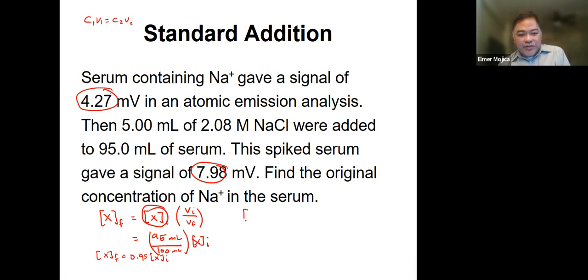Na paano naman yung standard? The same thing. So the initial concentration of the standard and then the volume of the standard over the final volume. So make sure this is the standard. So if you're going to look at it, you have the initial concentration, which is what, 2.08. And then what do you have there? 5 ml over 100 ml.